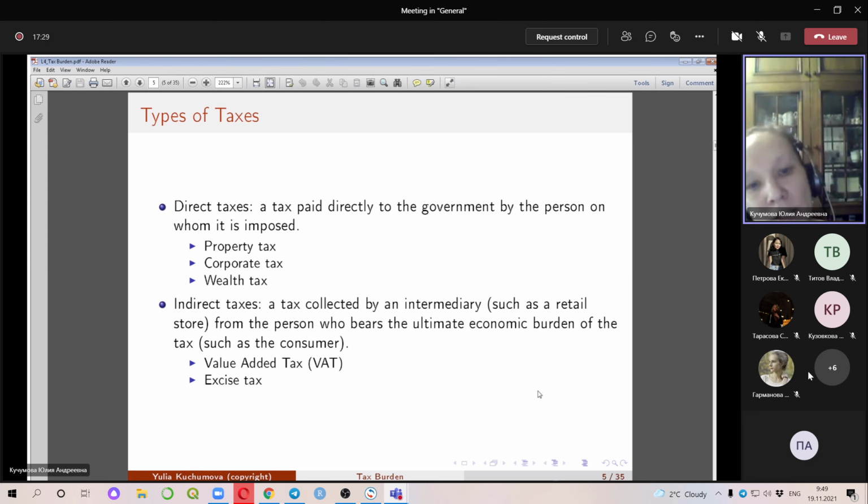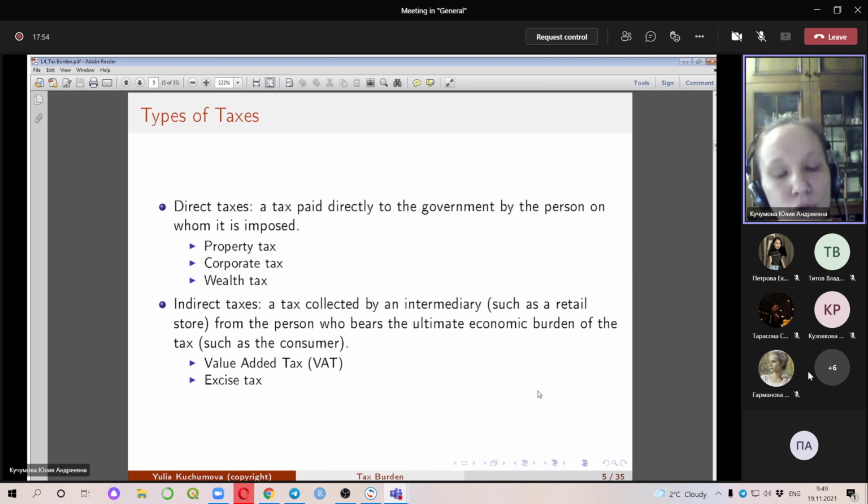Okay, then indirect taxes, the other group. It's a tax collected by an intermediary, such as a retail store, from the person who bears the ultimate economic burden of the tax, such as a consumer. The main example here is value-added tax, or NDS in Russian, also excise taxes.